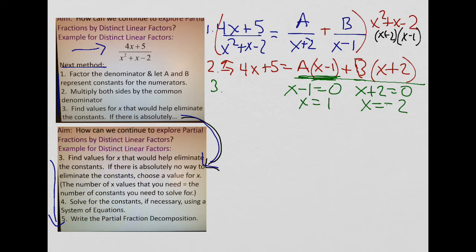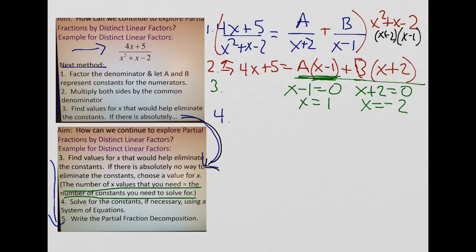Now there is a note here. If there is absolutely no way to eliminate the constants, choose a value for x. Well, we were able to eliminate the constants, so we didn't need to choose any arbitrary value, like 0 or 10. And I did speak about this note as well. The number of x values you need equals the number of constants you need to solve for. So if we had another fraction, C, we would need another x value. All right, so let's get to work.